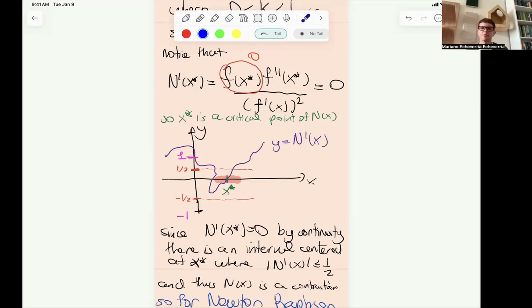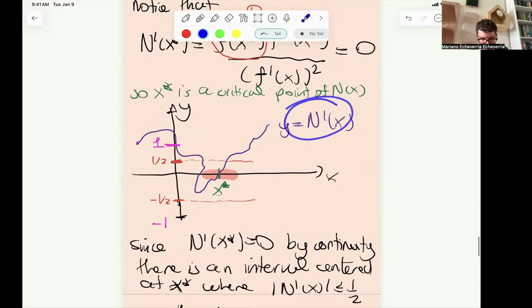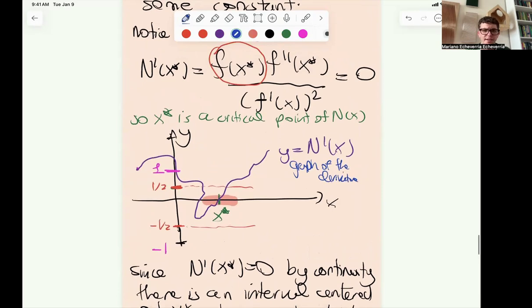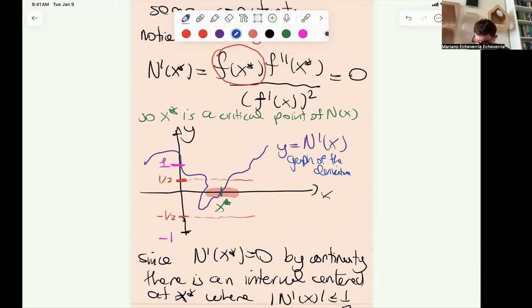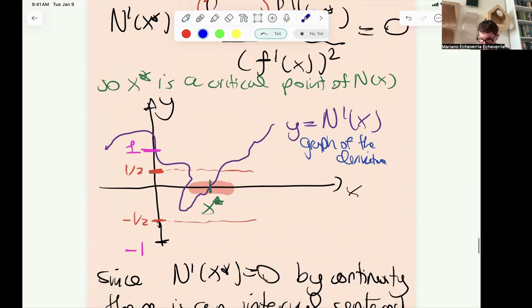So that's why I'm drawing the graph of the derivative. This is the graph of the derivative, right? Well, I'm not saying that it is one at x. What I'm saying is that if you draw the graph of the derivative, I know for a fact that the derivative is zero here, right?